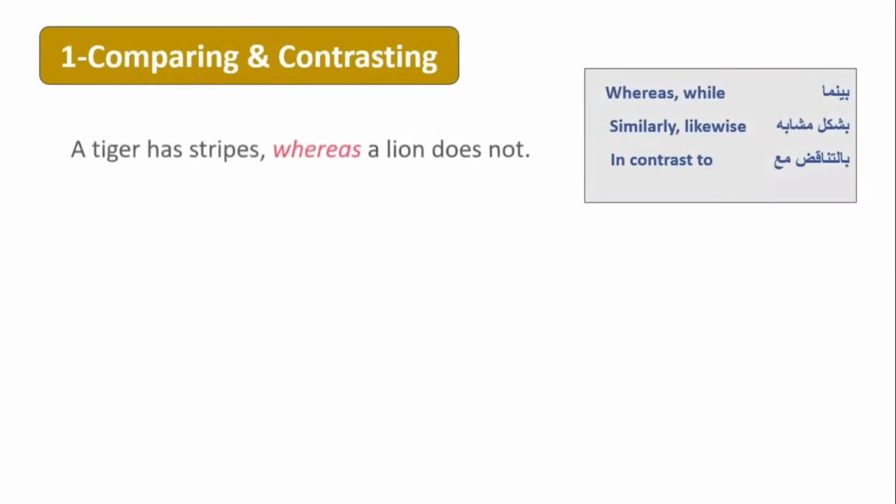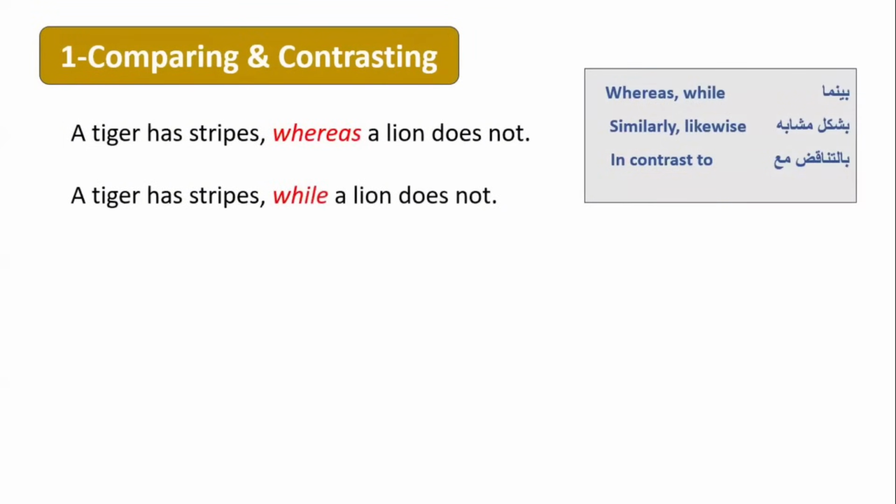Also whereas and while. Okay, very good words. Both of them mean the same thing. بينما, a tiger has stripes, whereas a lion does not. I'm comparing two animals here.